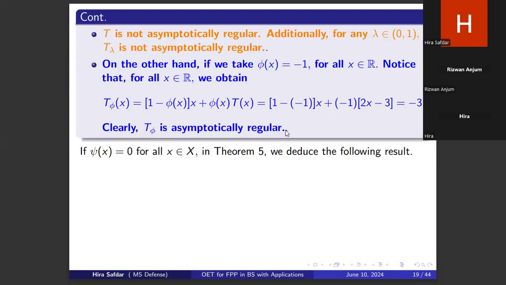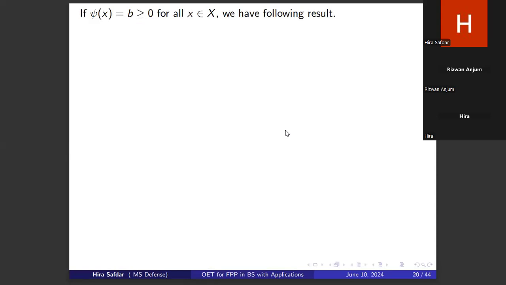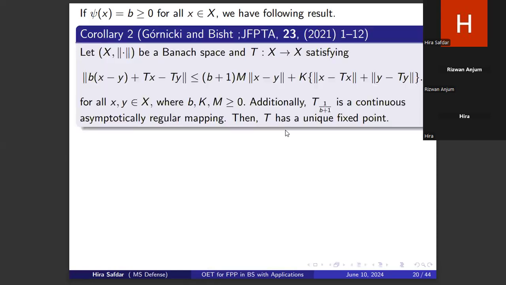If psi of x is equal to 0 in theorem 5, we deduce the following result, which is given by Gronsky in the Journal of Fixed Point Theory and Applications in 2019. If psi of x is equal to b for all x belonging to X, we have the following result, which is given by Gronsky and Bish in the Journal of Fixed Point Theory and Applications in 2021.